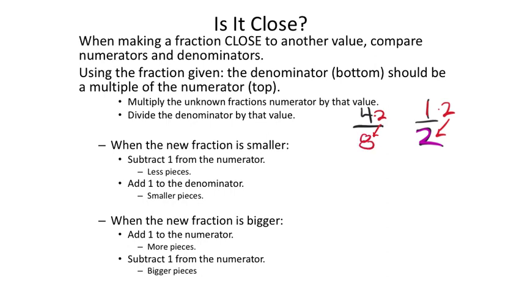Now, that gives me a new denominator, but notice these fractions are the same. What we need to check then is, is the new fraction going to be smaller or is it going to be bigger? If it's smaller, then if the new fraction needs to be smaller, we can subtract 1 from the numerator or add 1 to the denominator. Both of those are going to do essentially the same thing.